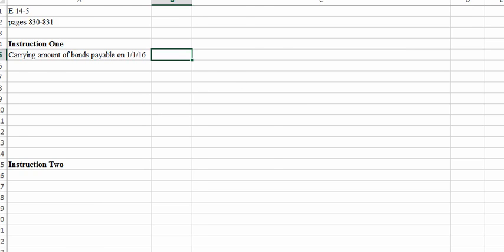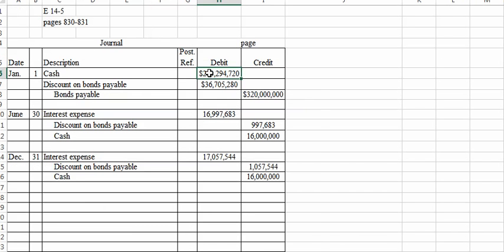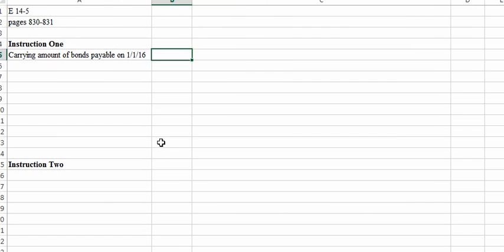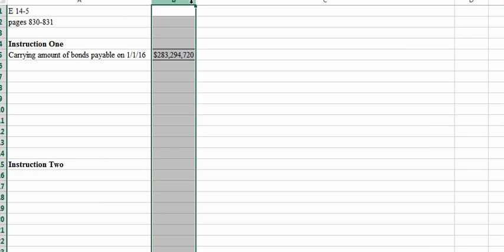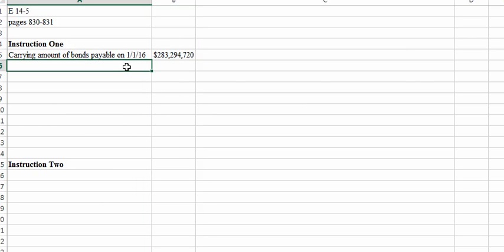Let's go back and look. What was it? Just copy it. Okay. Now, every time we amortize the discount, that's going to increase the carrying amount. Eventually, by the end of the 10 years, the carrying amount will be increased to $320 million, which is also the face amount.